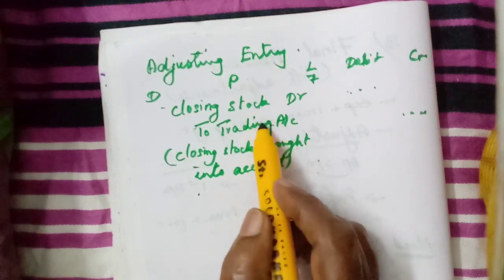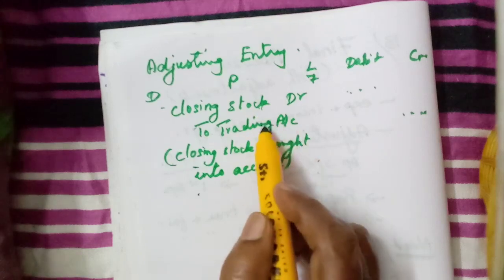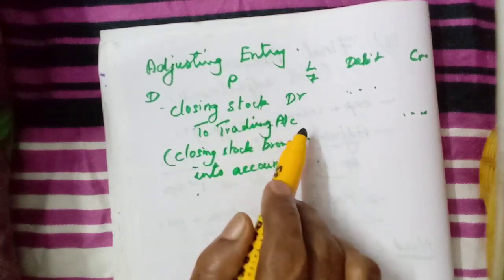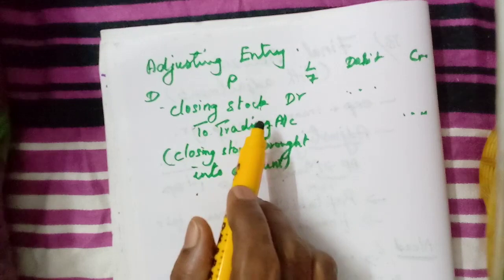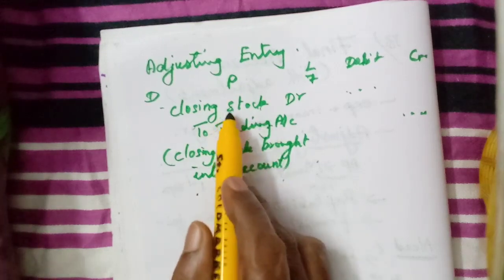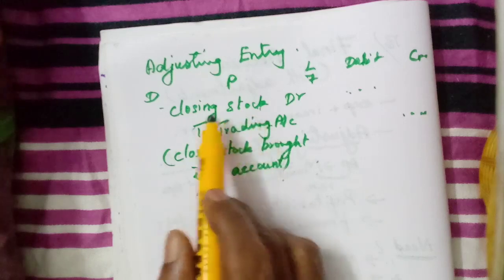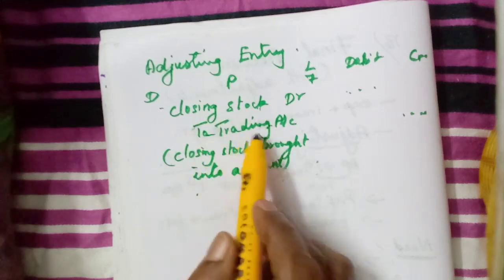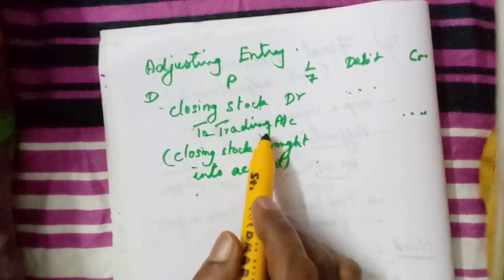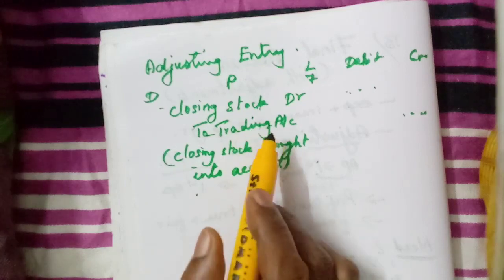We will post this one where? In the trading account by closing stock. Okay, so closing stock is brought into account since it is the stock and asset, current asset, isn't it? It is debited. Trading account is credited because we will enter this one in the trading account.